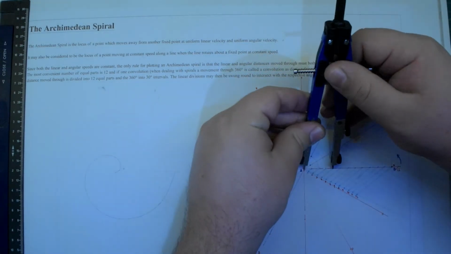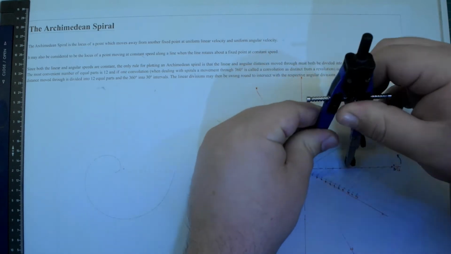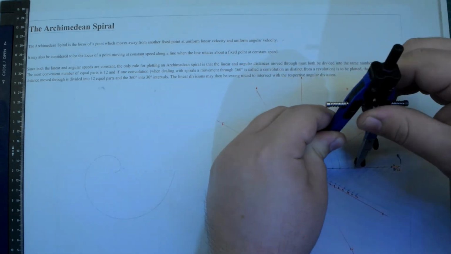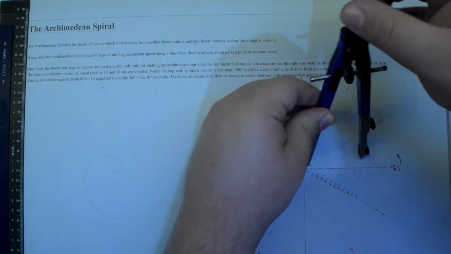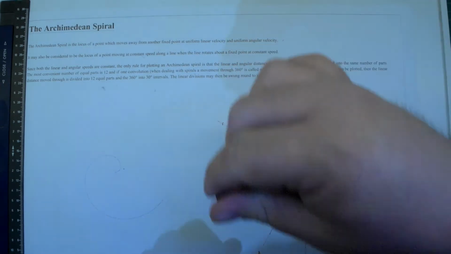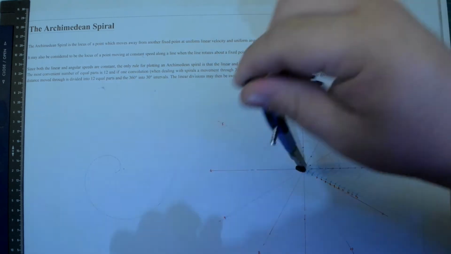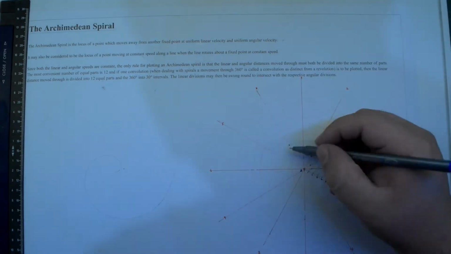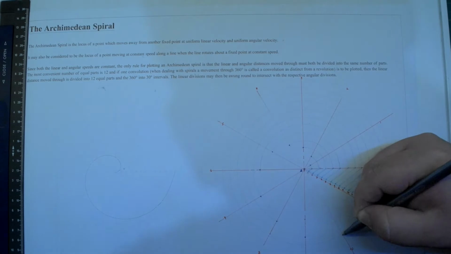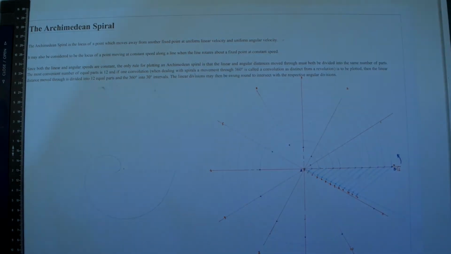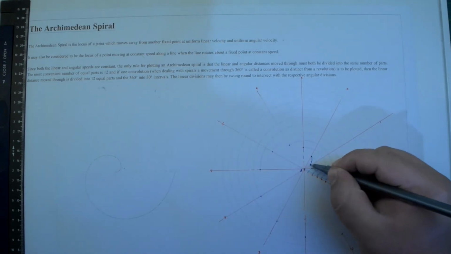Note the direction of the revolution. In this case, we are going anti-clockwise. Now that all points are marked, all that is left is to freehand draw the Archimedean spiral by joining the dots as accurately as possible.